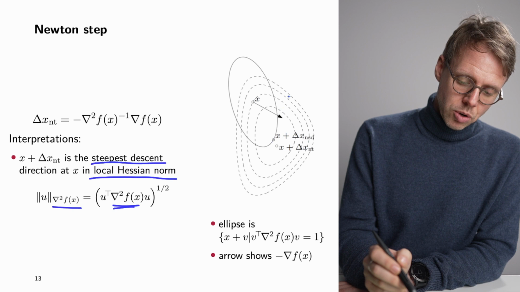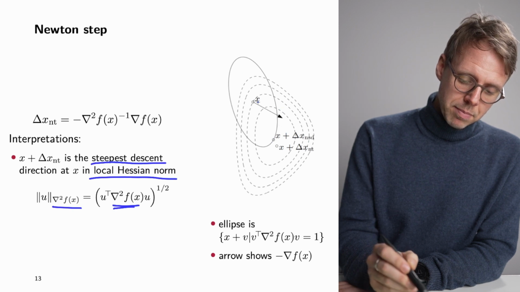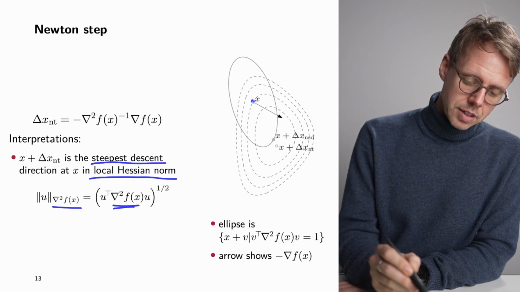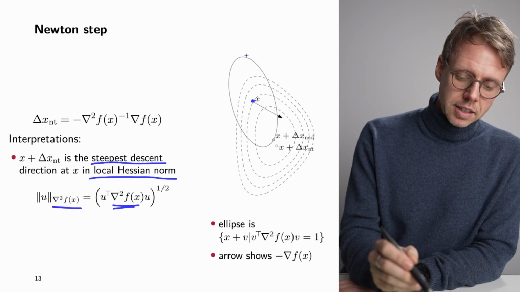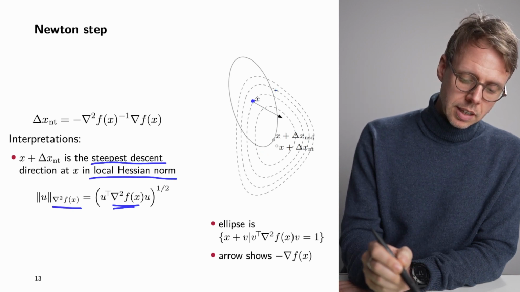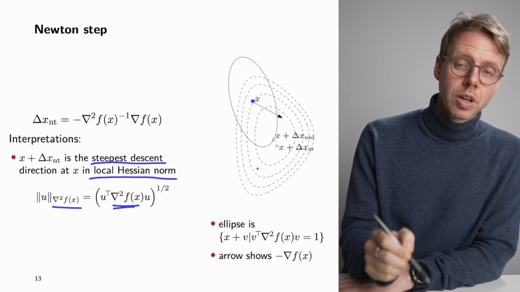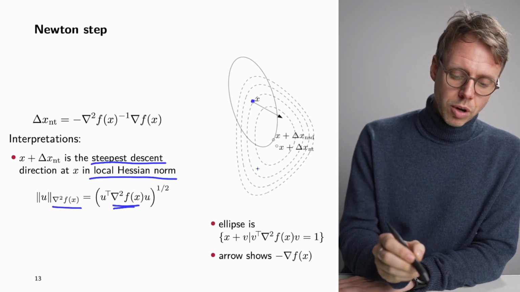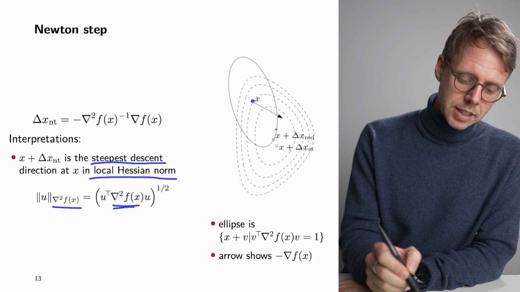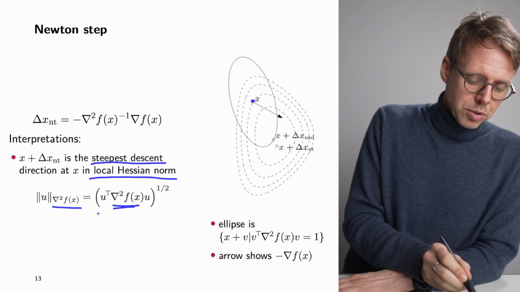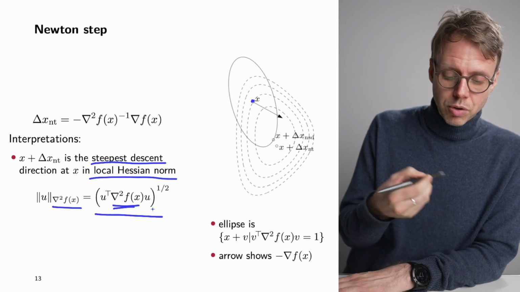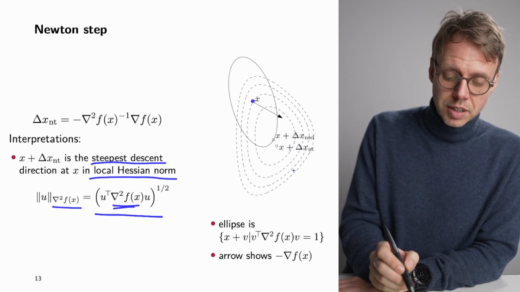And we can again look at this in our example. So we have our current estimate x, and we compute the Hessian, and this would be the unit ball of this Hessian norm. So this would be the set of all points that make the square root of the squared form, or the squared form itself, equal to 1.